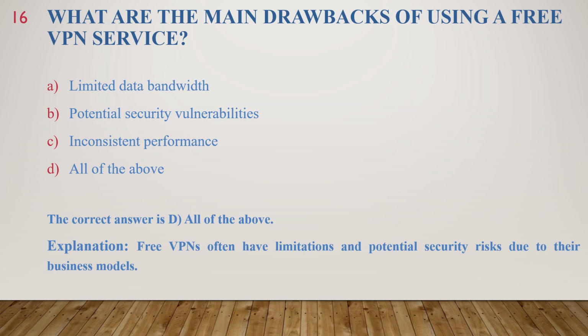Limited data bandwidth. Many free VPNs have strict data caps, limiting the amount of data you can use per day or month. This can be restrictive, especially for activities like streaming or downloading. Potential security vulnerabilities. Some free VPNs may not use strong encryption protocols or may have security flaws, leaving your data vulnerable to interception. Additionally, some may even inject malware into your device. Inconsistent performance. Free VPNs often have overcrowded servers, leading to slow connection speeds, buffering, and frequent disconnections. This can be frustrating and disrupt your online activities.